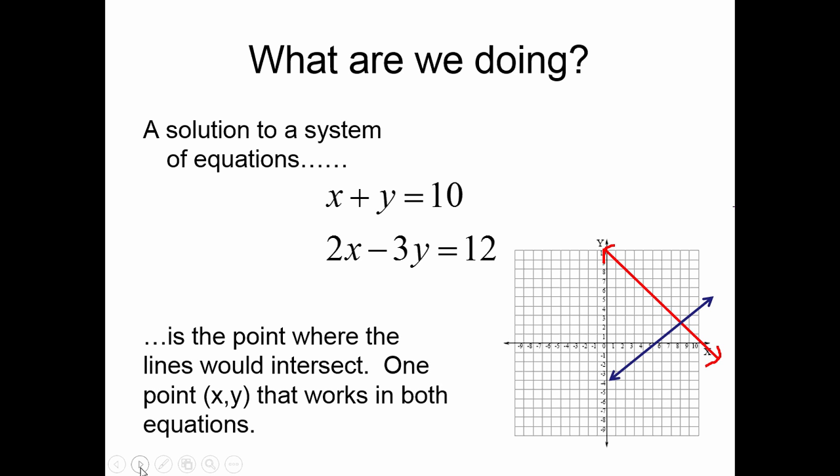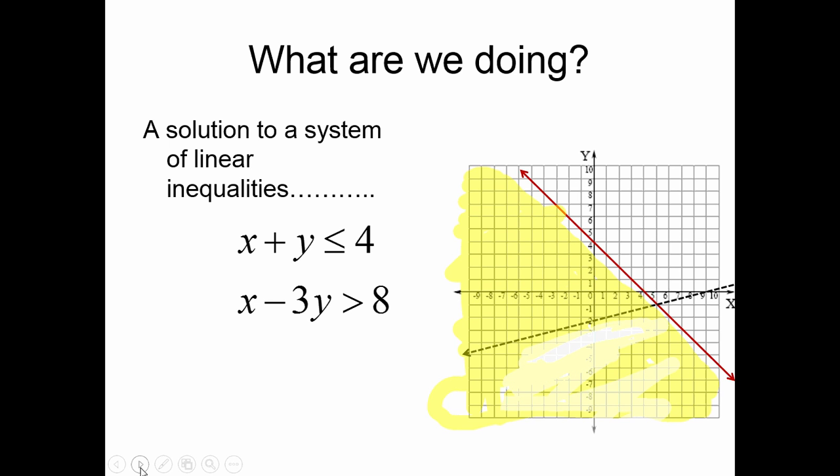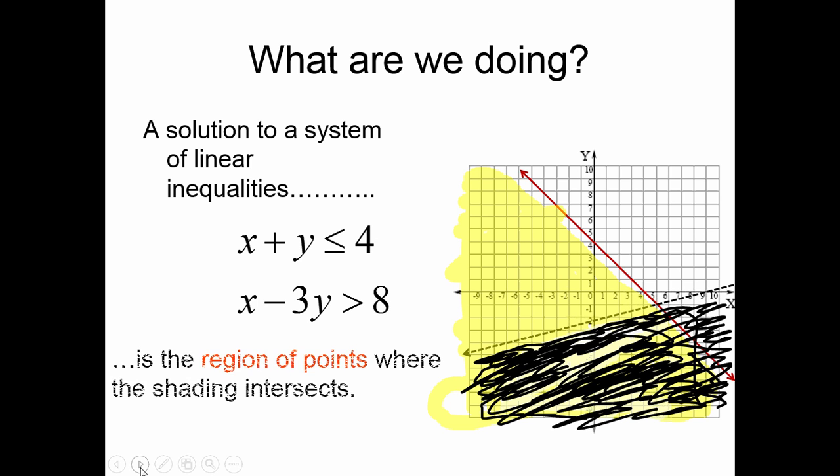Now what happens when we take it from equations to inequalities? Instead of an equal sign, we have a greater than, less than thing going on. That means we're going to incorporate not just the lines, but the shading. So we would graph one and shade, and we would graph the other one and shade. But the solution is not just a single point where they cross, but where the shading overlaps.